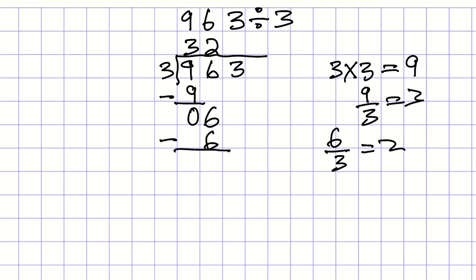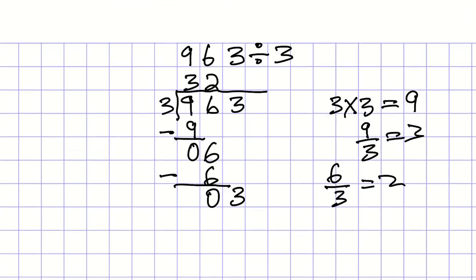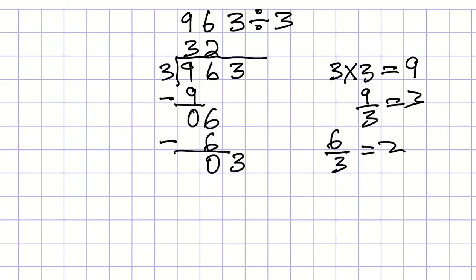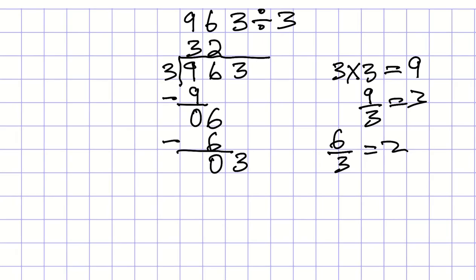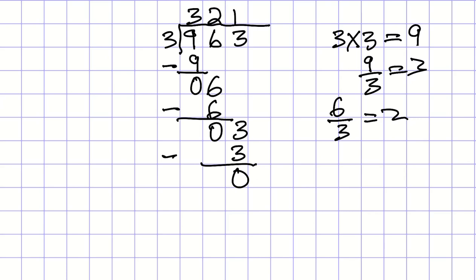What do we get? We get 0, right? And then we'll bring down 3. Bring down 3 like that. Okay, you bring down 3, and then you say, 3 goes into 3. Well, how many times does it go? 1 time. So 3 divided by 3, you get 1. And then you say 3 times 1 is 3. You subtract. What do you get? You get 0. So we're done.